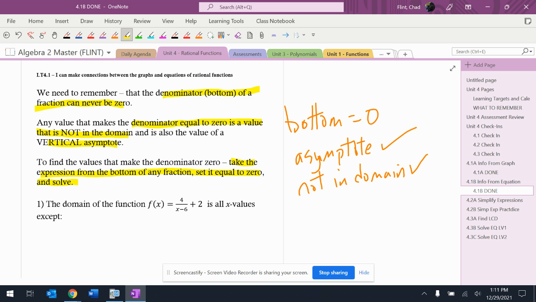It's probably going to involve factoring when we do it on some form of an assessment or something that we're going to have to talk about and get graded. All right, that's what we're going to look to do. Very simple though. Take the denominator, set it equal to zero. Those are the values that would be your asymptotes, and they're missing from the domain.